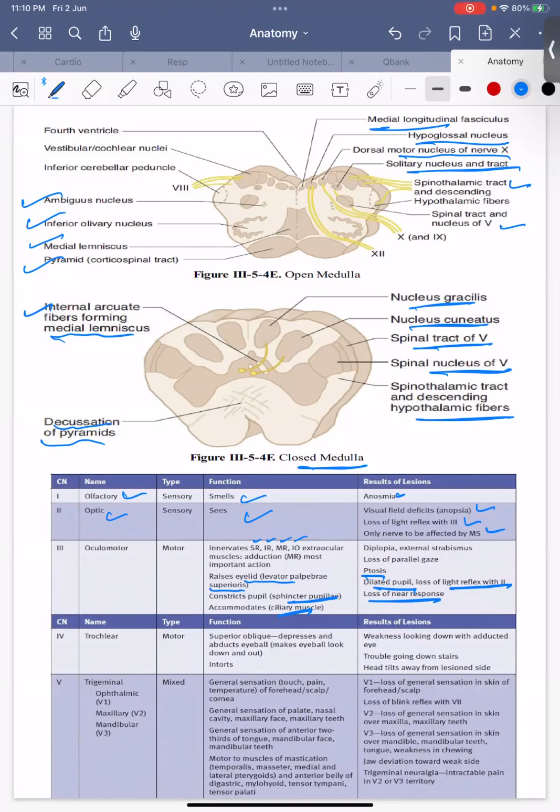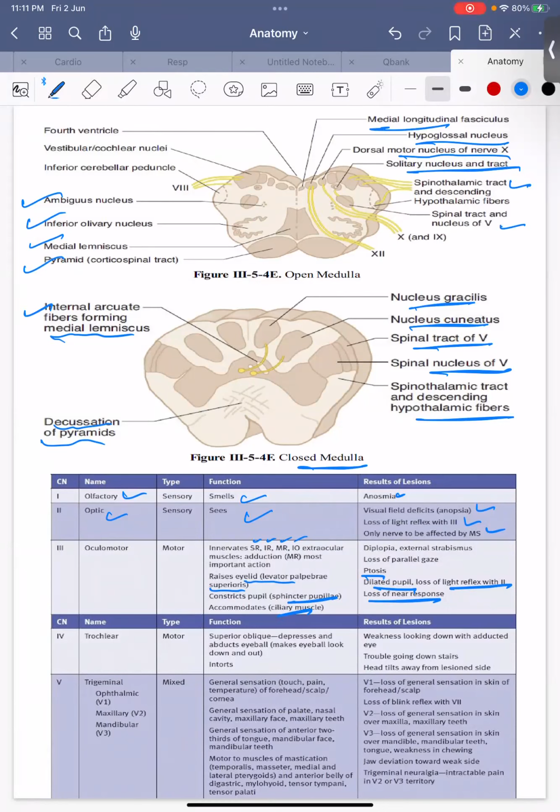The ophthalmic carries the general sensation of touch and pain from the forehead, scalp, and cornea. Maxillary from the palate, nasal cavity, maxillary face, and maxillary teeth. And the mandibular carries the anterior two-thirds of the tongue, mandibular face, and mandibular teeth. Motor is to the muscles of mastication and the anterior belly of digastric, mylohyoid, tensor veli palatini.